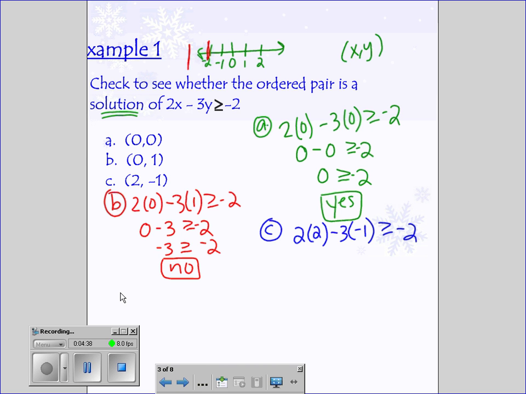Then part C, 2 times 2 is 4. Negative 3 times negative 1 is positive 3. 4 plus 3 is 7, and 7 is greater than negative 2.